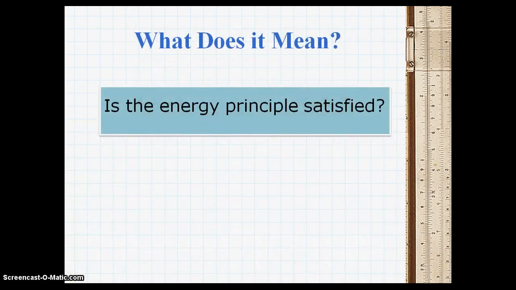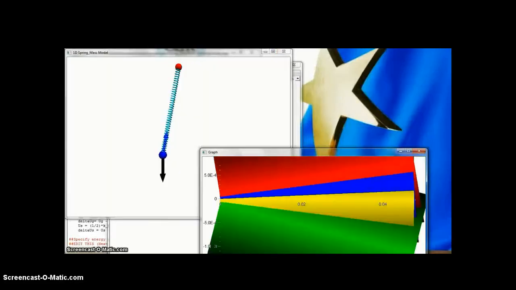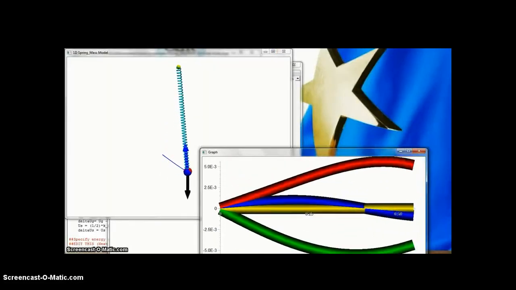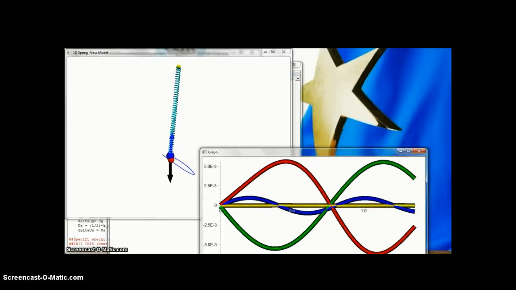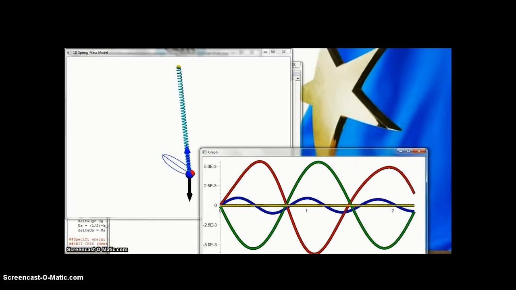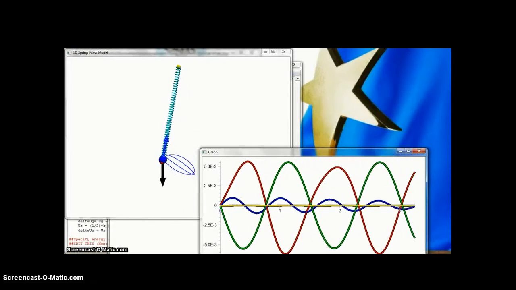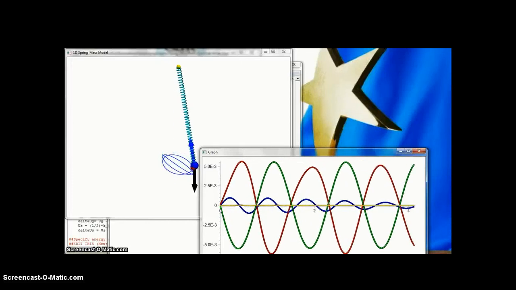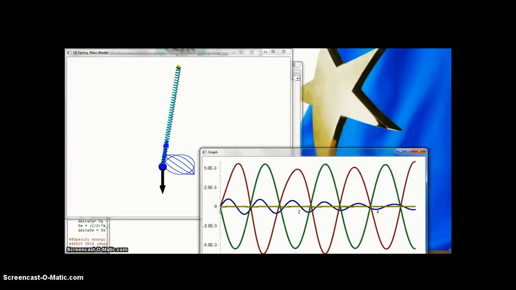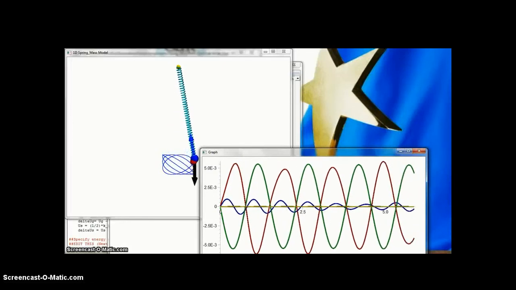What does it mean? Is the energy principle satisfied? If you recall this visual representation of the model, we see that even though the change in kinetic energy, the change in the potential spring energy, and the change in the gravitational potential energy all oscillate, the total energy, the yellow line, is a straight line at zero, meaning that the sum of all the energies equals zero, satisfying this principle.